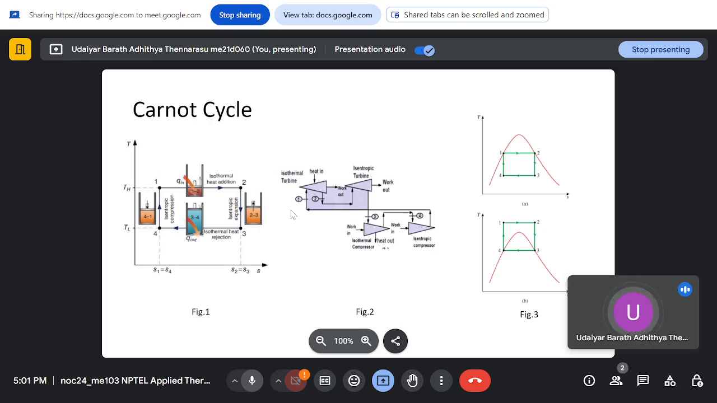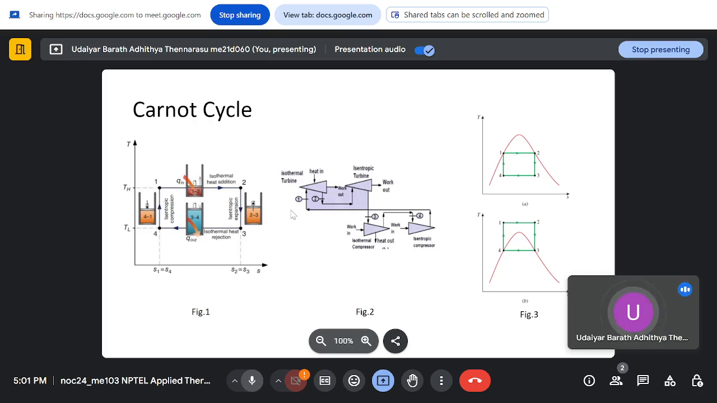So we need a basis to compare our cycle and to see how much more efficient we can make the cycle, or how much more we can improve it. So we need a baseline, or we need a goal. So we are designing cycles, and we are constantly trying to improve these cycles. So we need to have an idea how much can be improved, or which component can be improved.